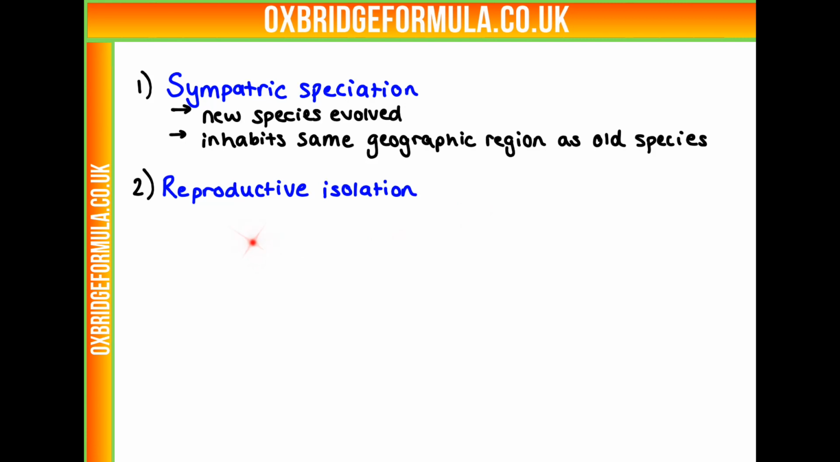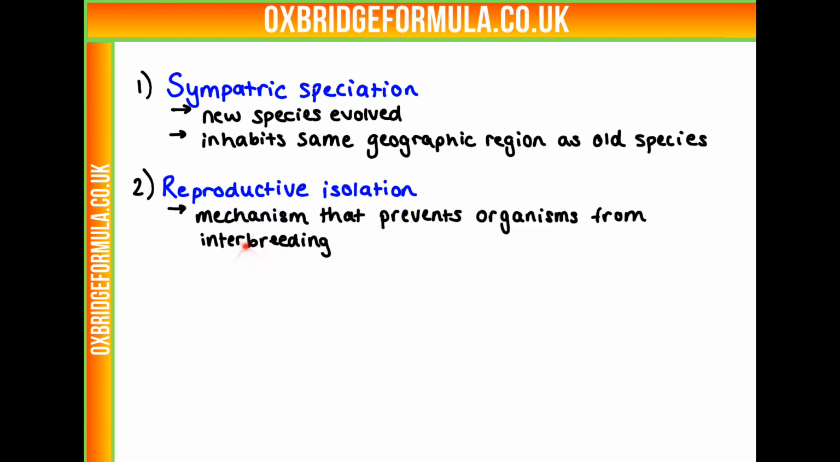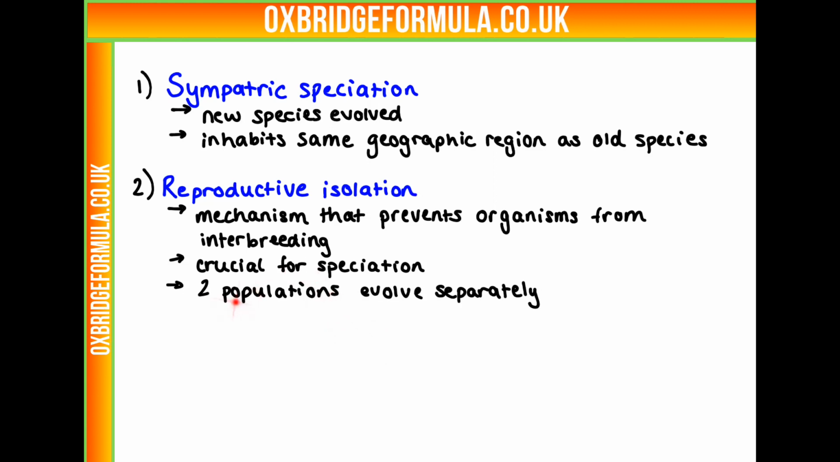And then move on to reproductive isolation. So what does this one mean? So it's a mechanism that prevents the organism from interbreeding. So this could be geographical isolation or just any mechanism that prevents these organisms from coming together. It's crucial for speciation, and the two populations evolve separately. That's the key feature of our reproductive isolation.